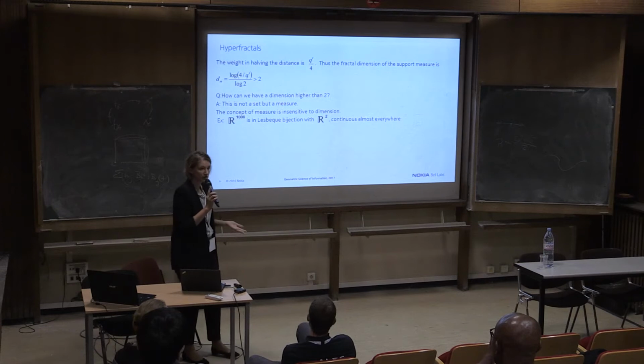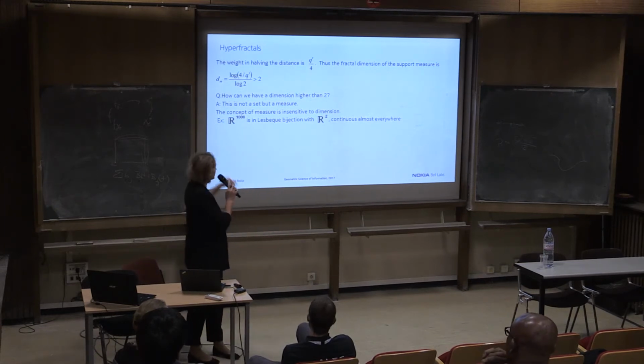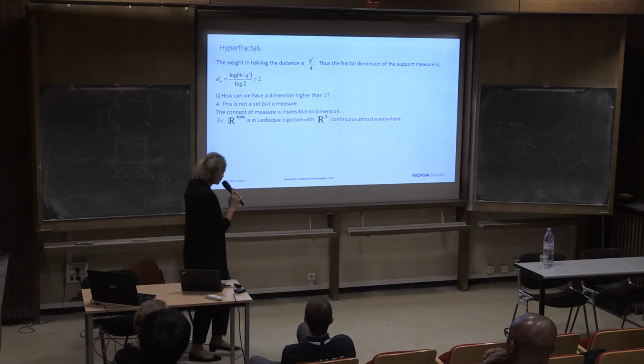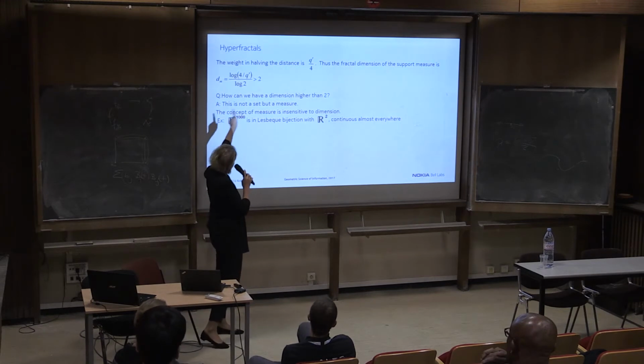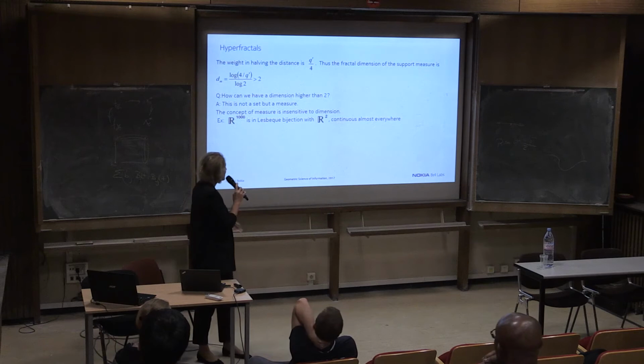So let us go further. How do you compute the fractal dimension? Just as usual, like we do for the Sierpinski triangle. We see that the weight when halving the distance is q prime over 4. So we obtain this expression, the fractal dimension of the support measure, which is higher than 2.